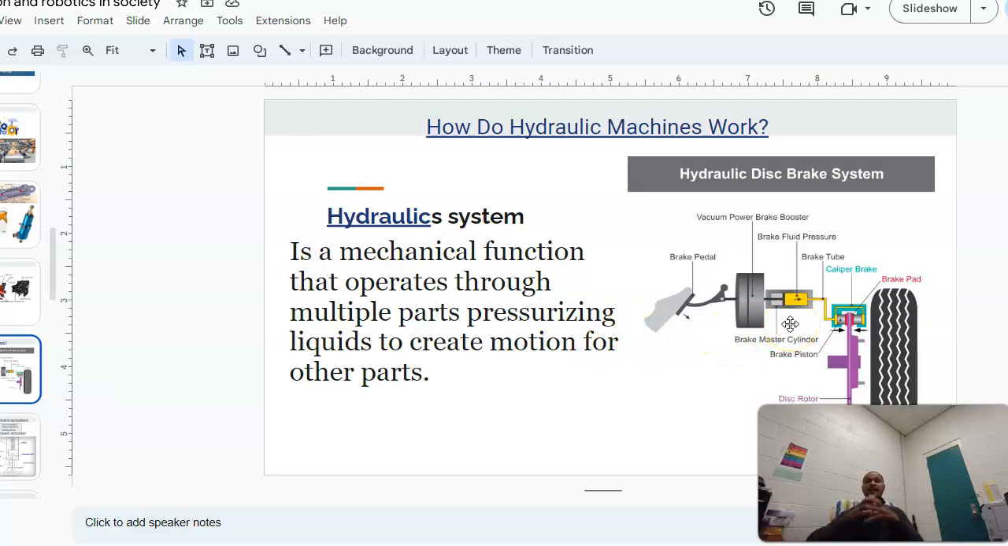We understand that liquid cannot be compressed. This is the reason why this is a very strong system that's used to create motion.